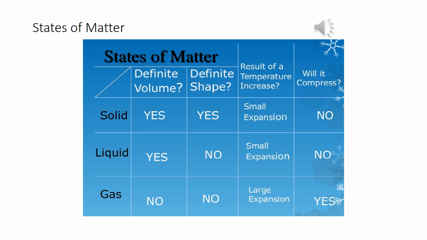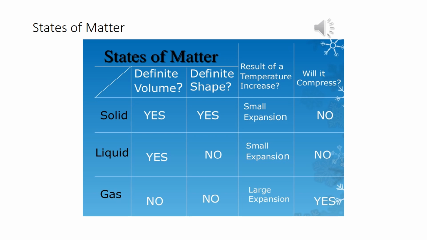Now, liquid. Does liquid have a definite volume? Yes. Definite volume means if we take 2 liters of milk and pour it into some other container, will it change? No, because it has a definite volume. Does liquid have a definite shape? No. When we pour water from a mug to a cup or a bowl, it will change its shape according to the container. So the answer is no.